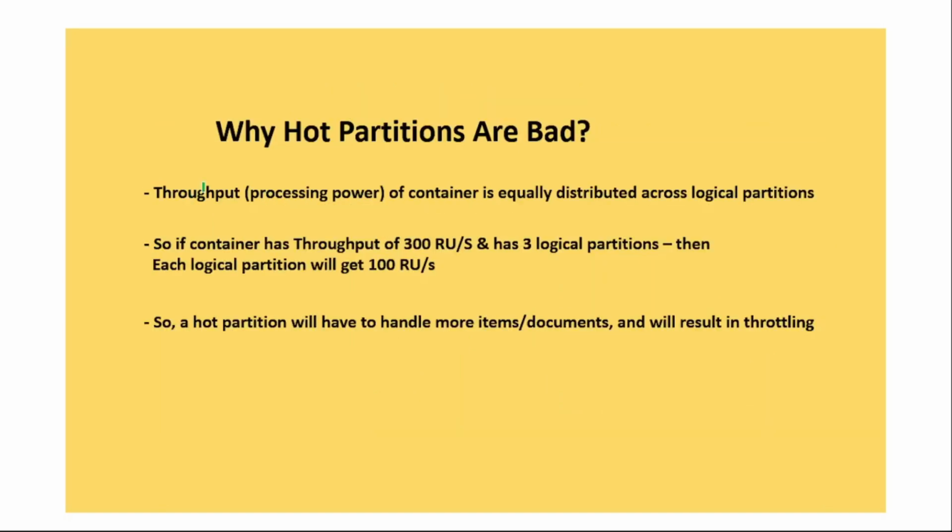Now let's discuss why hot partitions are bad. Throughput, that is the processing power of a container, is equally distributed across logical partitions. For example, if a container has a throughput of 300 RUs per second and it has three logical partitions, then each logical partition will get a capacity of 100 RUs per second.